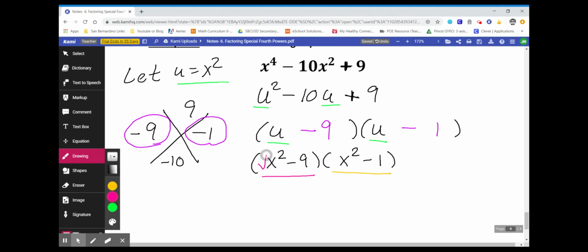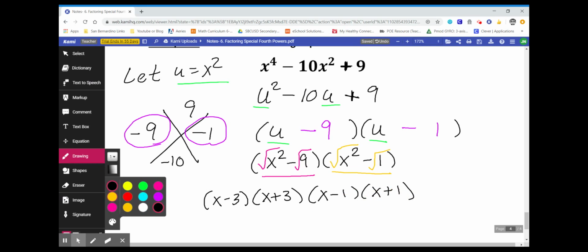If I take the square root of both of them, this will be x and this will be 3. Like a nice even number. If I take the square root of both of these, this will be x and this will be 1, which again gives me a perfect square. So since I can break it up even more, I should, because I want to factor this completely. So my final two factors would be x minus 3 multiplied by x plus 3. I use the difference of squares property. And then if I do it again here, this will be x minus 1 multiplied by x plus 1. Again, I use the difference of squares property.